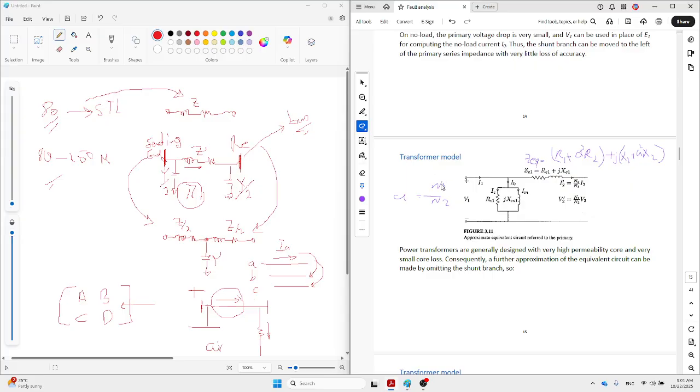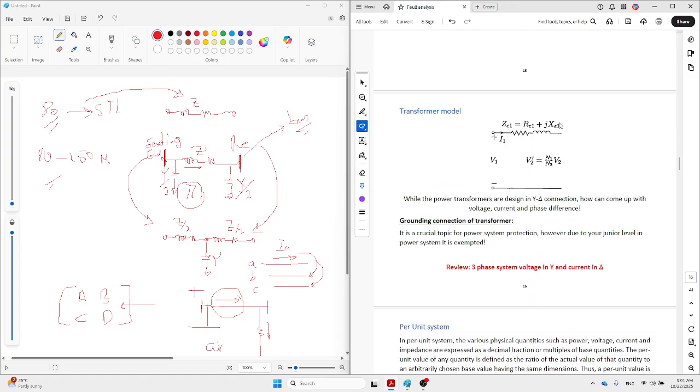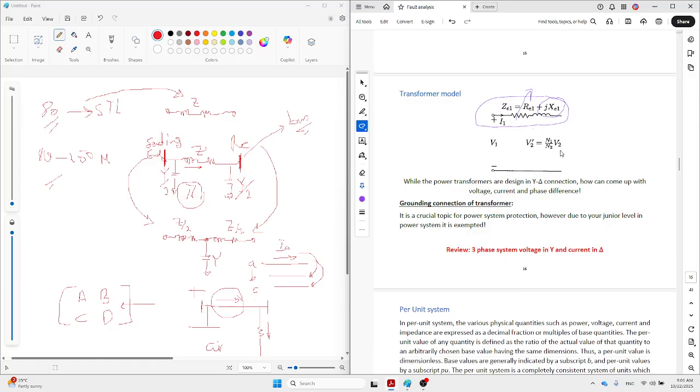Again, we don't use this approximate model. You know why? Because this parallel branch makes the studies quite complicated. These values are always constant and we can ignore them, since the leakage is very small. The final model we use is only the series one. Even the R is mostly very small, so we ignore R also. The only one we use is X. So the transformer model in these studies is only X. This is the transformer model.